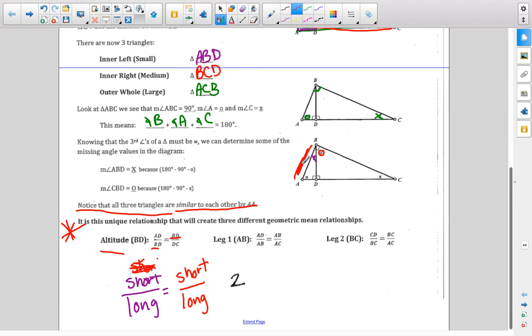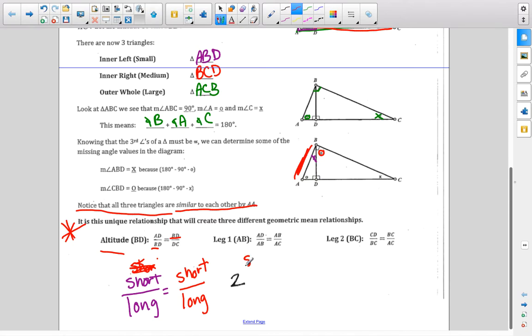And that's the hypotenuse of the little one. Okay, it's the short leg of this big triangle. So I'm going to go AD, so the short of the little triangle is to AB, hypotenuse, as short of the big triangle is to its hypotenuse.